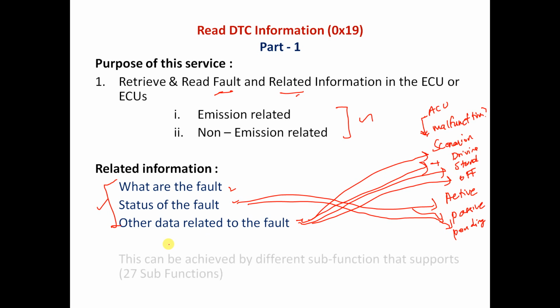All right. So we have this fault and related information, and how can these be retrieved? By using the 27 subfunctions, we have 27 different subfunctions. The subfunction is not only for retrieving this, though this is the main goal. But if something is failed, for example if the diagnostic engineer clears these DTCs, what would be the backup? Even that is handled inside the service by using a different subfunction.